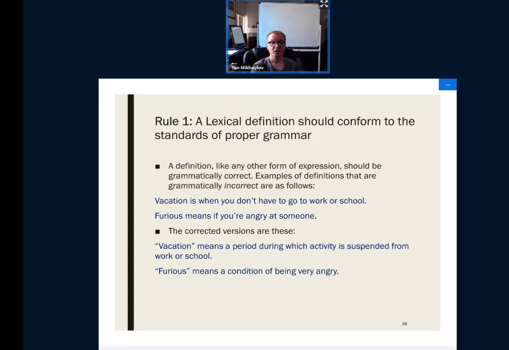So first of all, grammar. A definition should conform to the standards of proper grammar. Not only should it not read as if it is translated from a different language using Google Translate, but it also should be proper grammar in general. Instead of saying vacation is when you don't have to go to work or school, you should say something like vacation means a period during which activity is suspended from work or school. Instead of saying furious means if you're angry at someone, a much better way would be furious means a condition of being very angry. So you see, proper English language. That's one of the criteria.